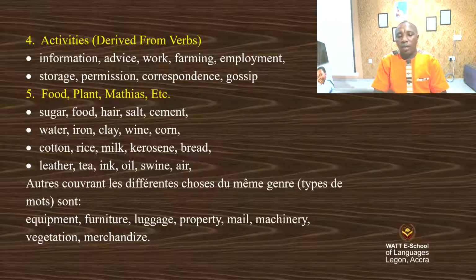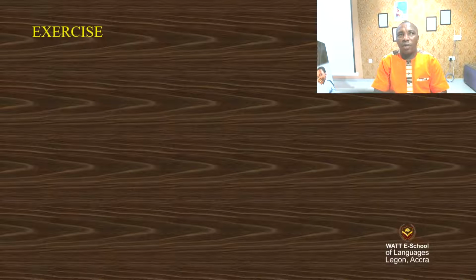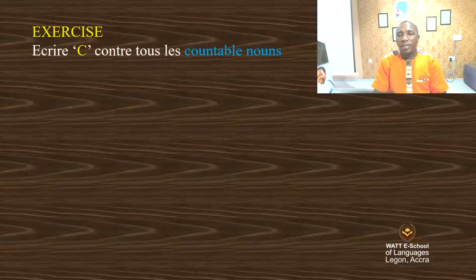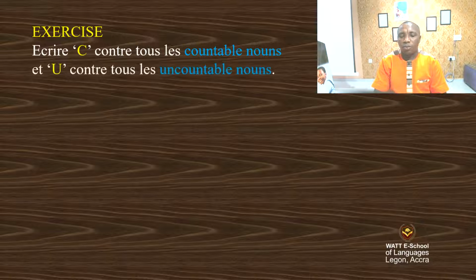Okay? Now, let's go and have a look at this exercise. The instruction says: write C against the countable nouns, and U against the uncountable nouns. Let's have a look at the nouns.